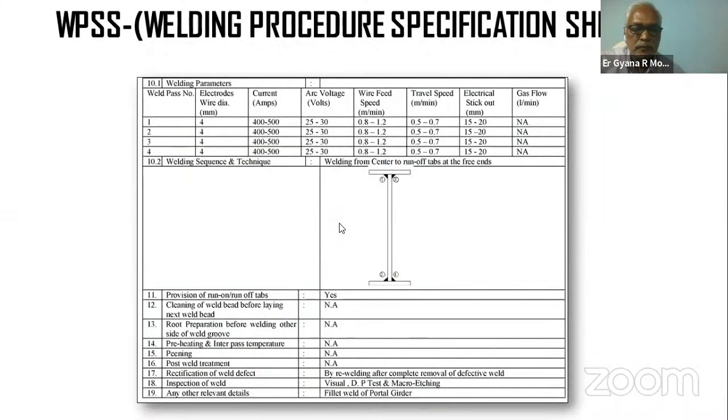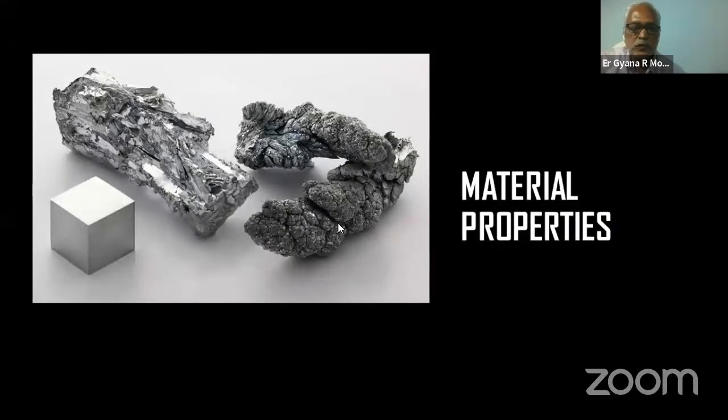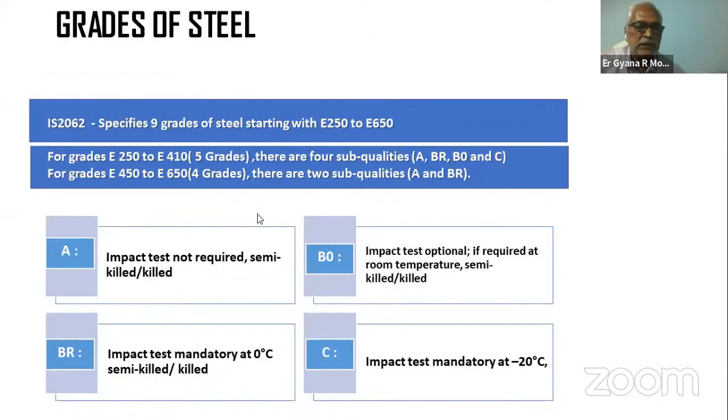Then let us go to material properties. See, basically all the fabrications are done on the basis of the steel as per the IS 2062. So IS 2062, normally nowadays most of the steels are BO, but the grades of the steel that are available as per the IS 2062 are A, BR, BO, and C. These are the normal grades.